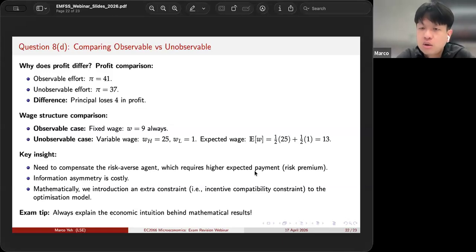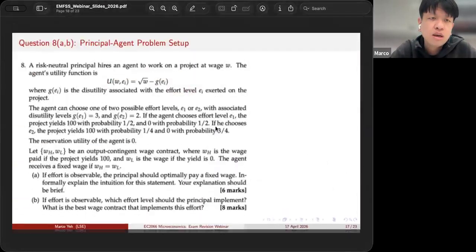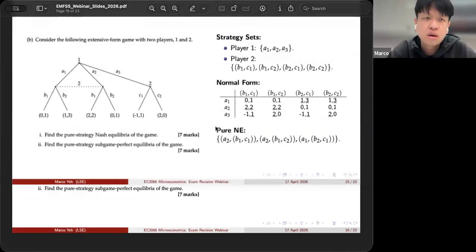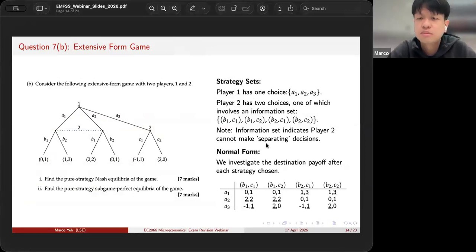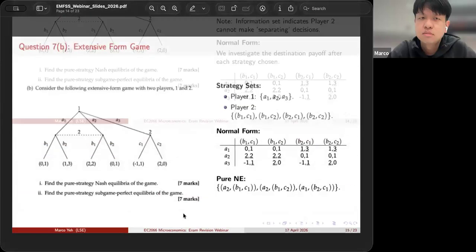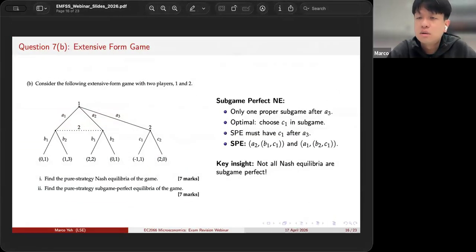Could you show the answers on question 7B? Yes, of course. Okay, let me start from here. 1, 2, 3. Okay, good.